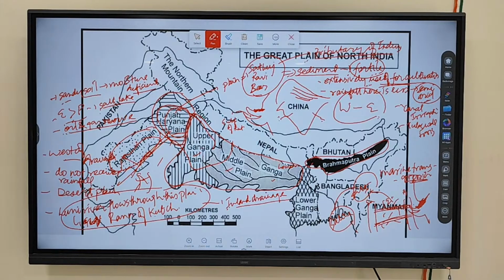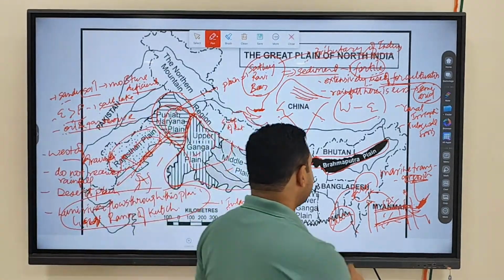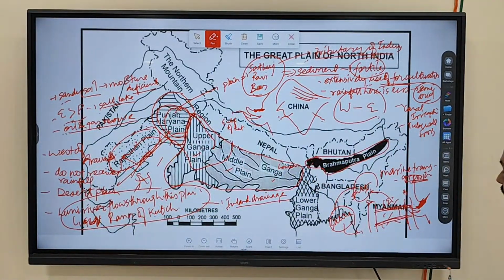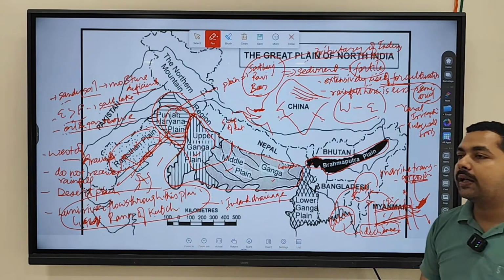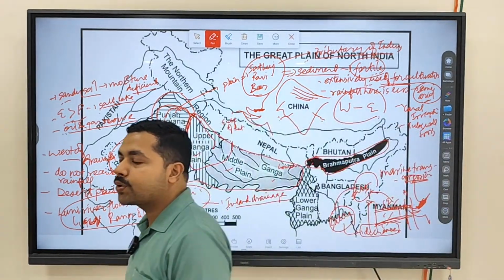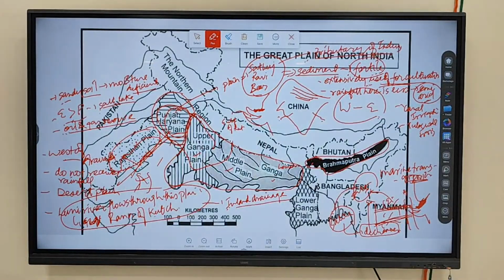So what you have to keep in mind is that soils are turning saline in nature. When soil turns saline, what will happen to fertility? It will decrease. So one problem Punjab and Haryana is currently facing is a decline in fertility of the soil because of soil turning saline. So how are we minimizing this salinity? We are adding gypsum.